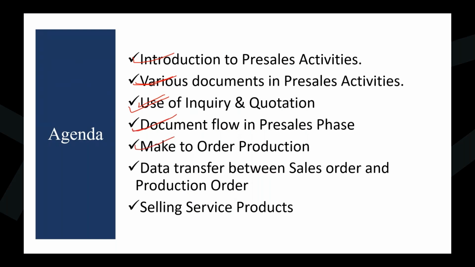Then make to order production. What is make to order production? We will see the make to order production cycle. Data transfer between sales order and production order, we will see that. And then today we will cover selling of service products. All the time we were covering, we discussed selling of physical products. So today we will see the cycle of selling service products. That also we will cover.